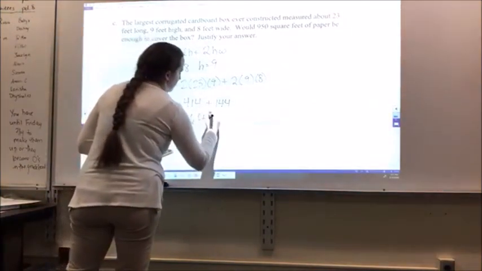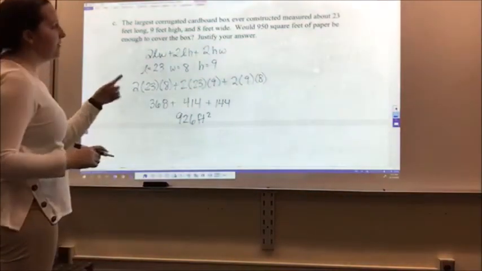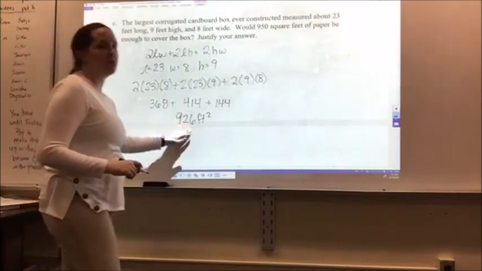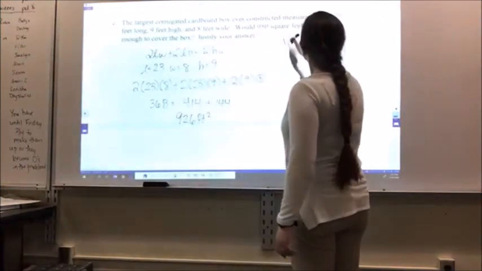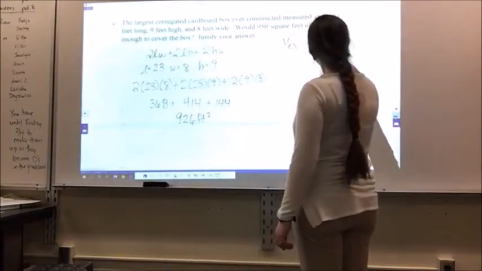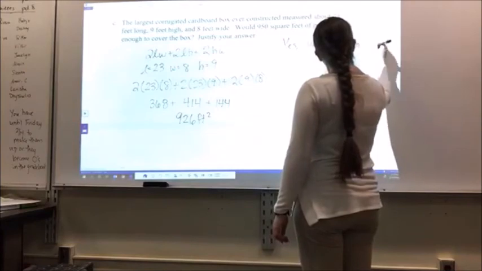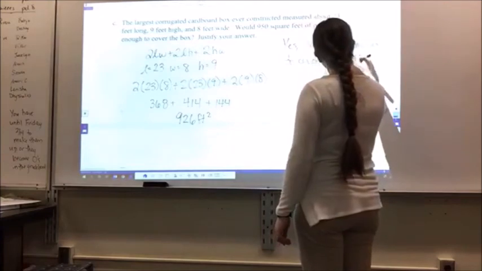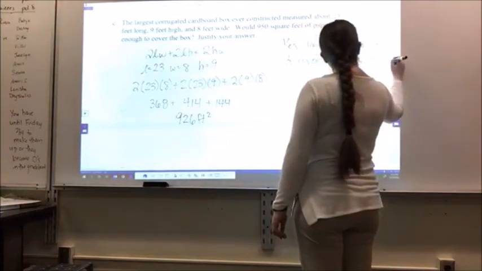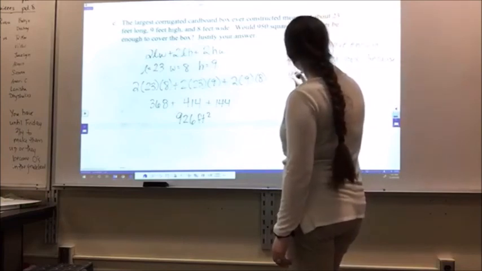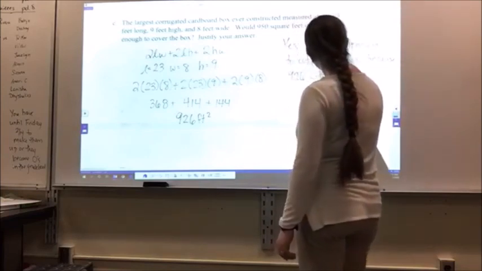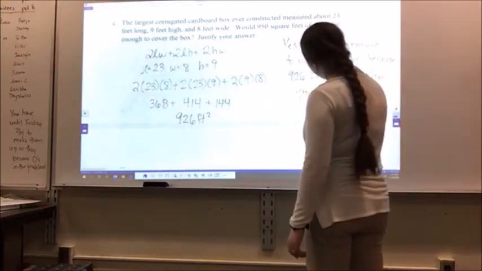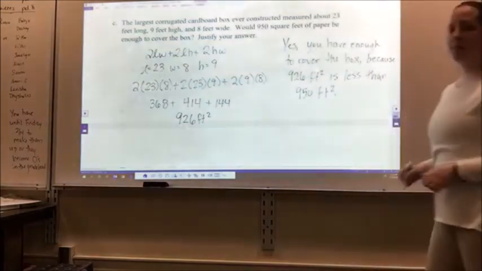This is feet squared, okay? And I have 950 square feet of paper. So 926 is less than 950, so I do have enough to cover the box. So yes, you have enough to cover the box because 926 feet squared is less than 950 feet squared. Okay? Make sure you justify your answer.